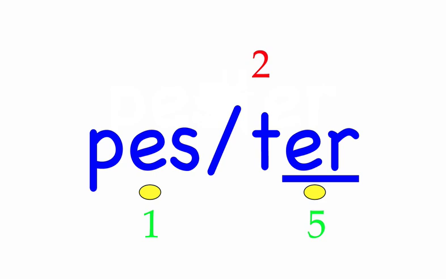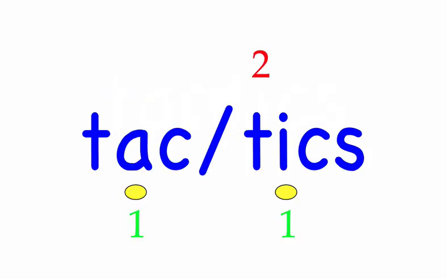Tactics. He used underhanded tactics to win. Tactics. Tack, three sounds: t, a, k. Tics, four sounds: t, i, k, s. Tactics. Mark the word.